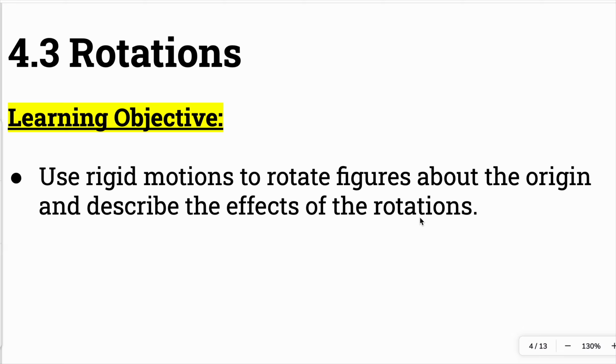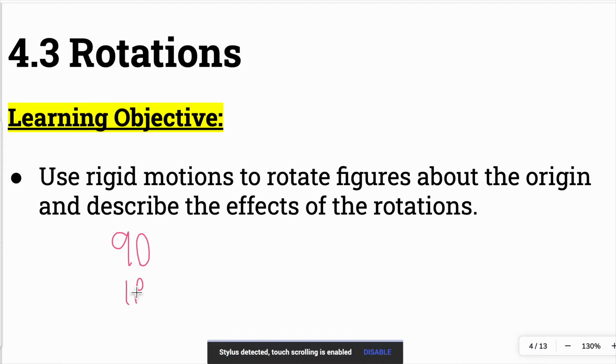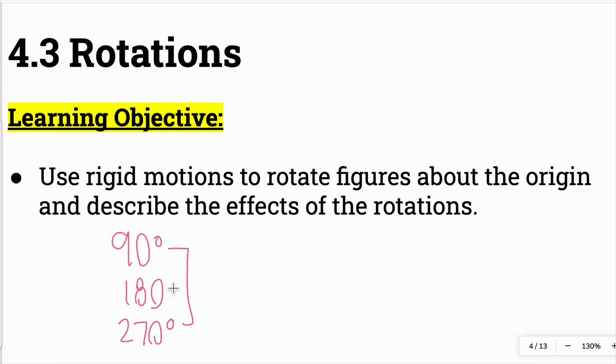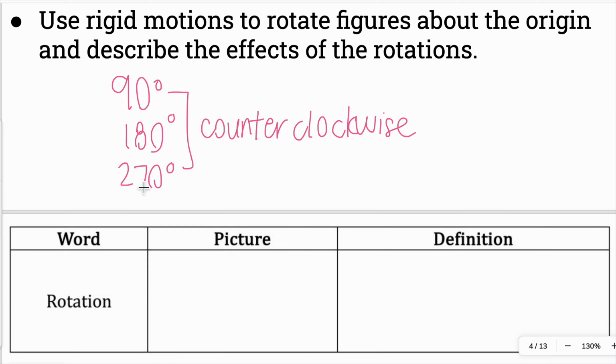So we'll be able to use those rigid motions to rotate figures about the origin and describe the effects of rotations. Today our main goals are we're going to be looking at 90 degree, 180, and 270 degree rotations. For both the 90 and the 270 degree rotations, we're only going to be focusing on counterclockwise. But remember, counterclockwise for these would just be the inverse of them. So 90 degrees counterclockwise is 270 clockwise, and 270 degrees counterclockwise would be 90 degrees regular clockwise.